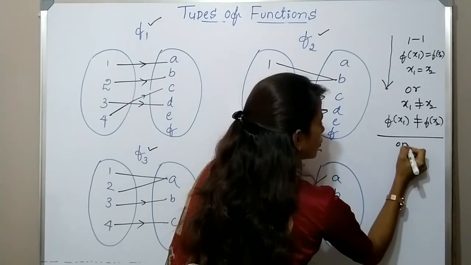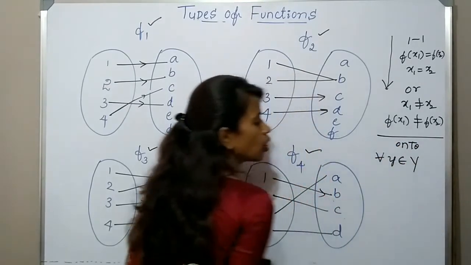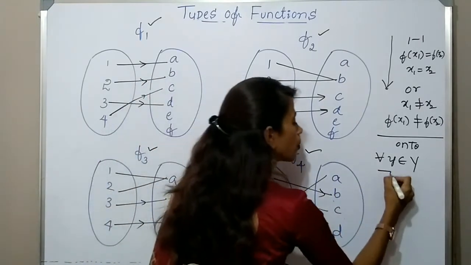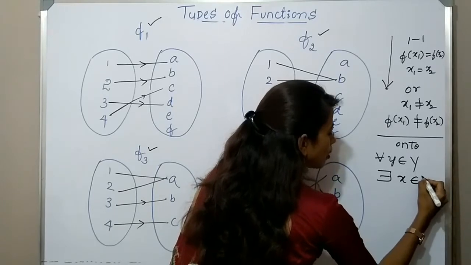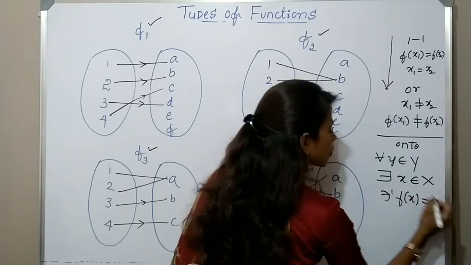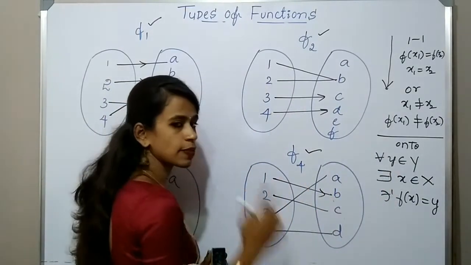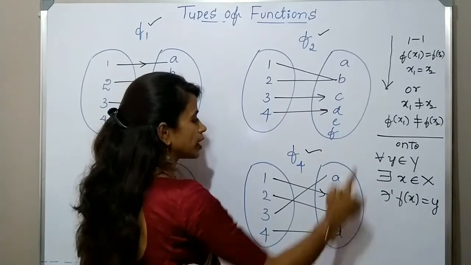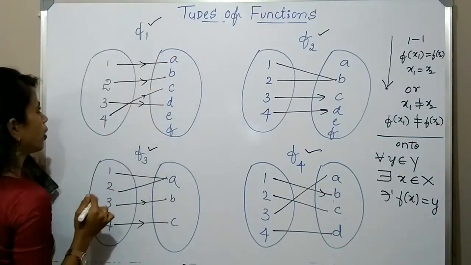Next, for onto. So what is the definition? For all y belongs to the codomain, for every element in the codomain, there exists a corresponding pre-image in the domain such that f of x is equal to y. So for every element in the codomain, there exists a corresponding pre-image in the domain, that is onto. Okay. So first check for the function f1.